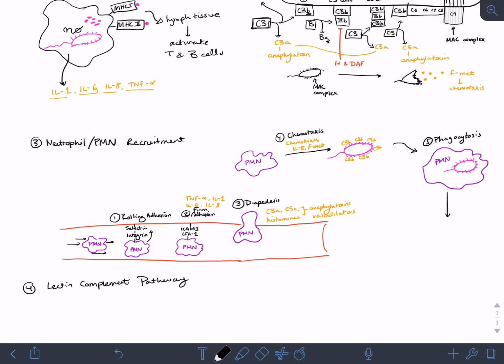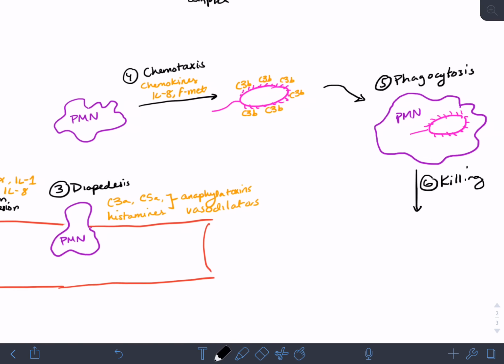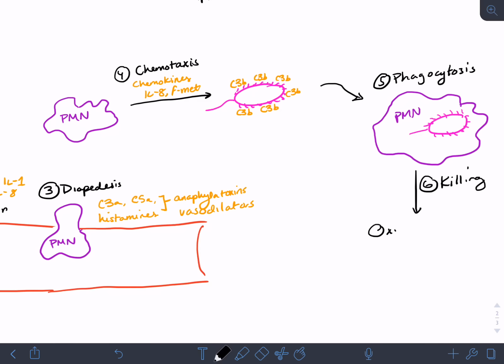Step 6 is actually killing. Wait, 7. Step 6 is actually killing the bacteria. So it kills it pretty much via oxidative stress. Oxidative stress. Okay? And to generate oxidative stress, what you are doing is essentially you're activating the pentose phosphate pathway. And what you're doing is you're oxidizing NADPH. So you use 3 enzymes.